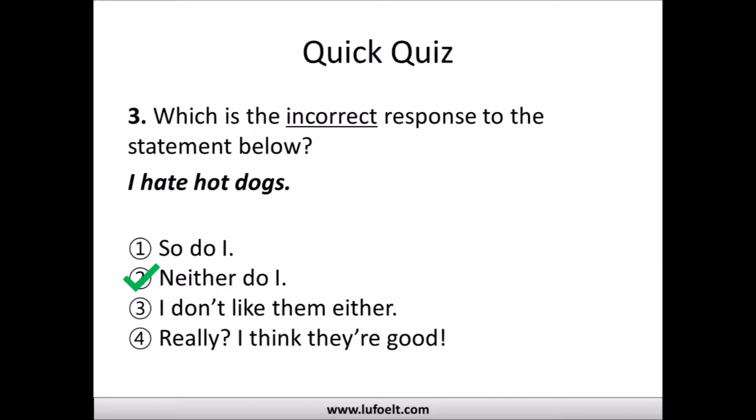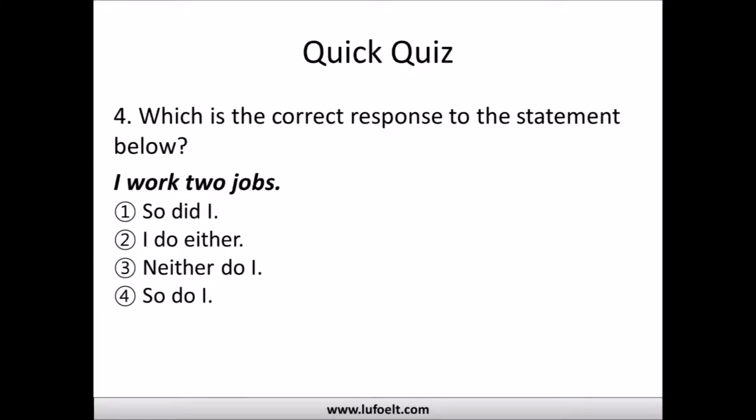I do hate hot dogs. So you could say, so do I, right? Or I don't like them either. This is also agreeing. Number 4 is disagreeing, right? And so number 2 is negative, agreeing with a negative statement. But as I've told you, I hate hot dogs is an affirmative statement. So you can't use neither do I. Okay? All right.